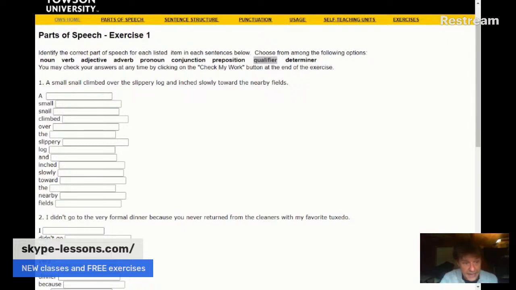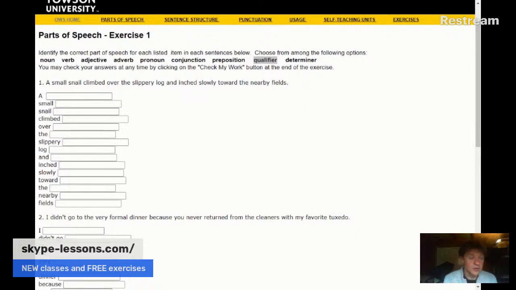Okay, so the first word, a, you should remember that this is one of the determiners. Yeah, a, an, and the are the three most common determiners. A must be a determiner here because it's identifying the snail. Which snail? A snail, not the snail, not this snail, not your snail, not my snail, but a snail. And all those words are determiners: a, the, your, my, Dave's, his, her. They're all determiners because they identify the noun. So a is a determiner.